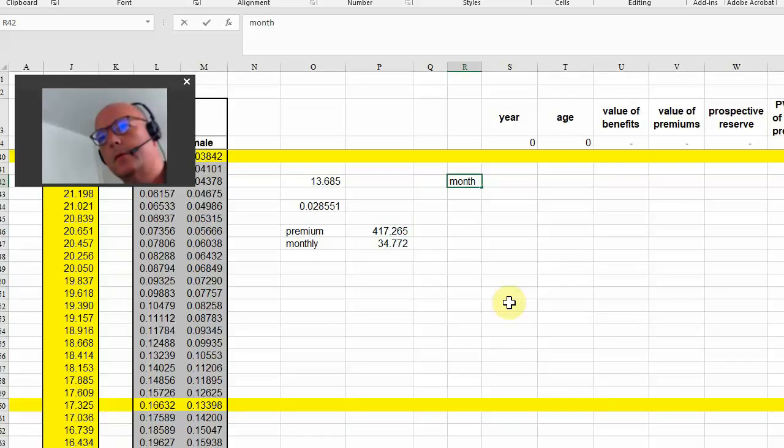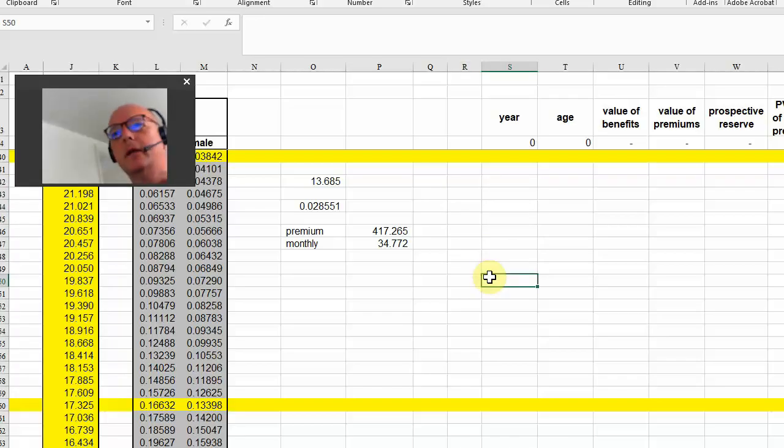So month 0, so that is the calculation we have done.